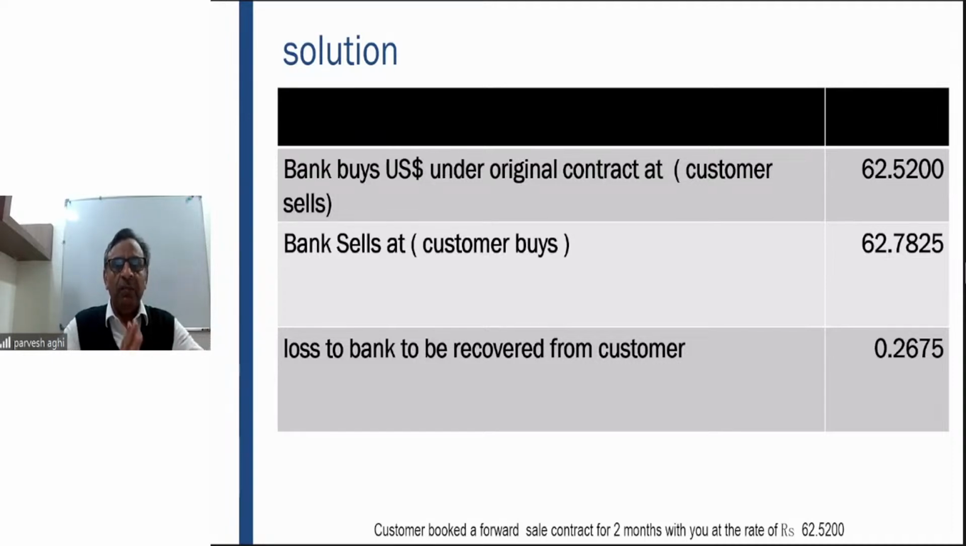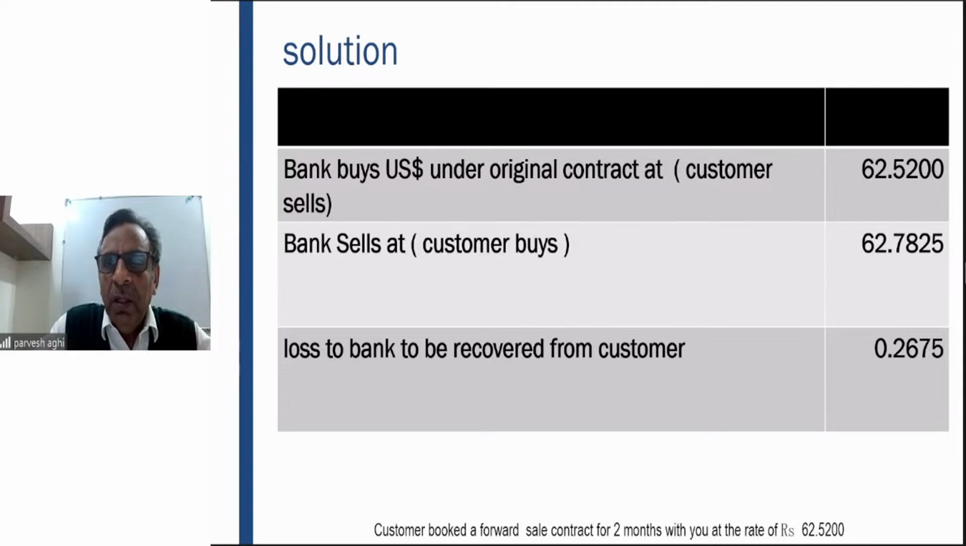Okay, so that's the same thing. Customer is selling and the bank is buying. Now the bank has to sell and the customer needs to buy. So from the customer's perspective, the customer has actually sold his dollars to the bank at 62.52. Now he's going to buy.